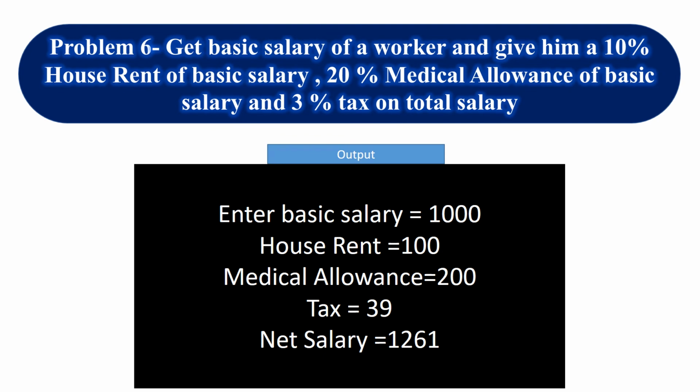Our next problem is get basic salary of a worker and give him 10% house rent of basic salary and 20% medical allowance of basic salary and 3% tax of total salary. The output is given below. You have to get only basic salary and your program will calculate house rent, medical allowance, tax and net salary.